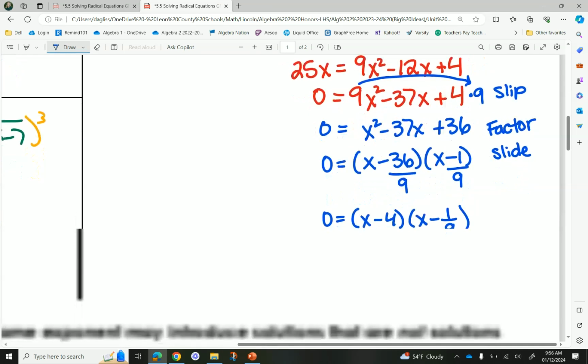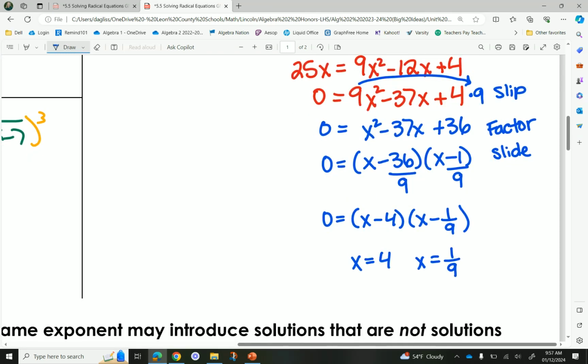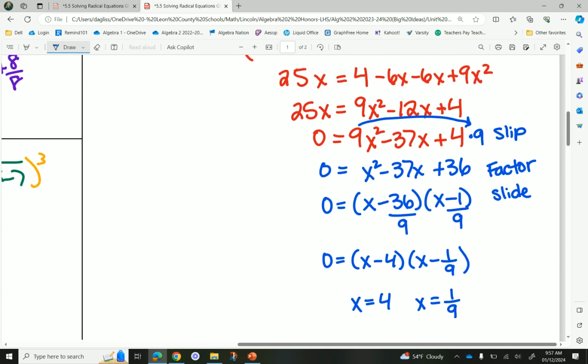Okay? So let's test. You have a partner. One of you tests 4, one of you tests 1/9. And you don't have to do it by hand, friends. You can use your calculator. When you get to an x, do parentheses 4 parentheses, or do parentheses 1 divided by 9 parentheses.